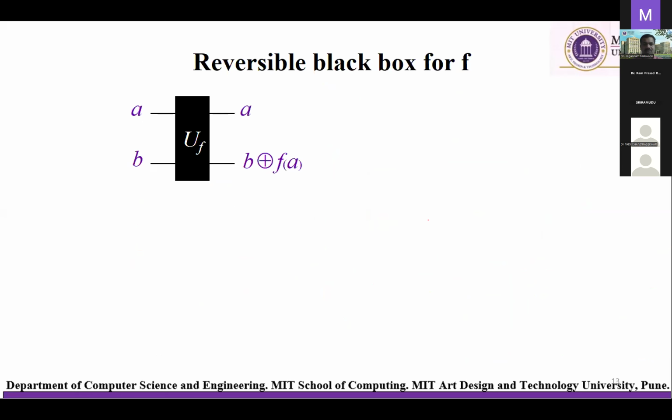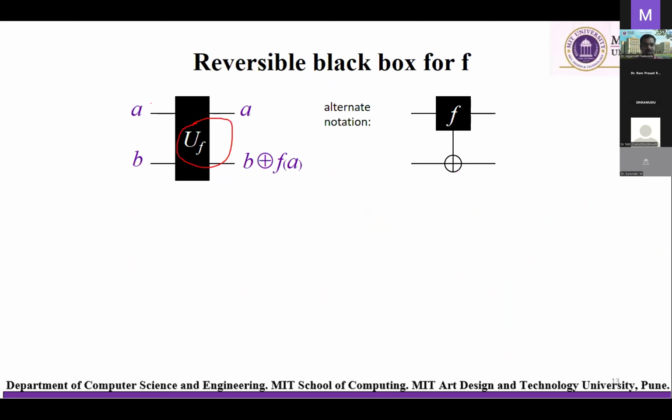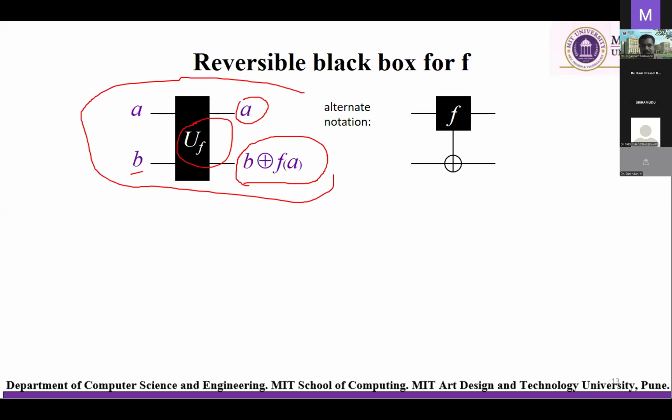We can take the example of this. This is the general example given here. The Uf function is given, and in this black box, the first input remains as it is, and the second output from this Uf function is B XOR f of A, means the second input XOR f of A. So this type of output we get from the Uf function.